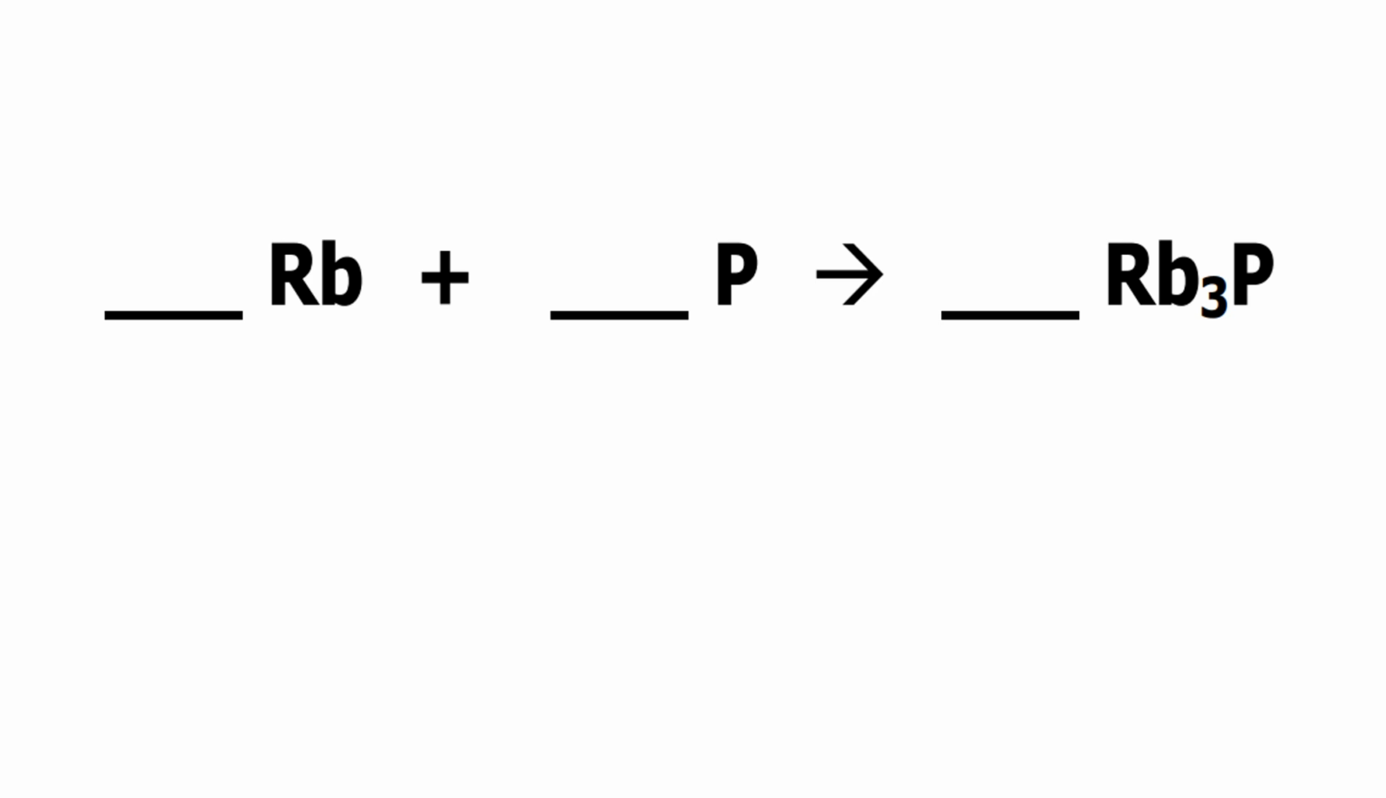Rubidium plus phosphorus makes rubidium phosphide. So let's see. I have 1 Rb and 1 P on my reactant side. On my product side, I have 3 Rbs and 1 P. So I'm going to put a 3 up here, and it's still 1, so 3 Rbs on the right side, the product side. My P's don't change, so it's 3, 1, 1. All right, if you have any questions, please let me know.